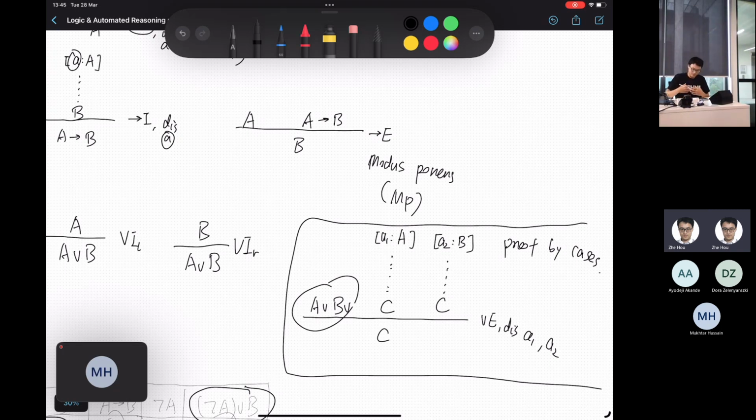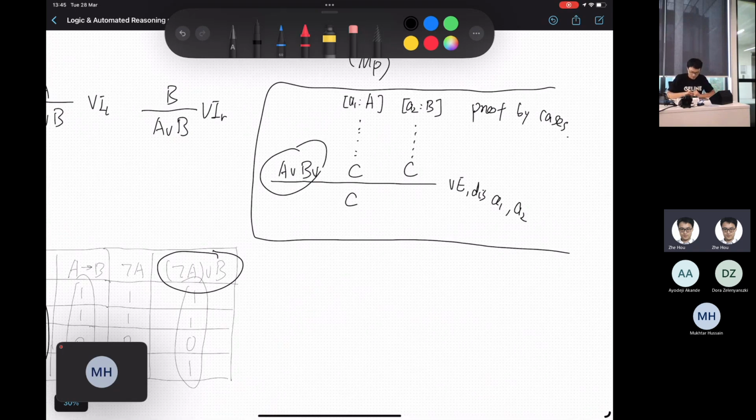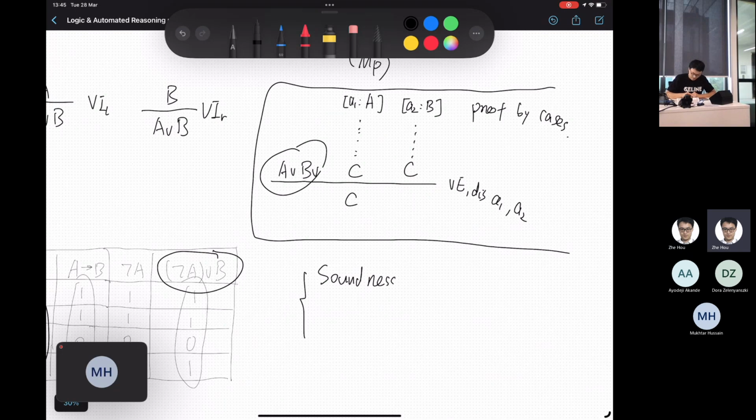And then Gentzen, this guy who invented natural deduction, proved some very nice properties about this calculus. So the two important properties. One is called soundness. Soundness means the calculus is correct.